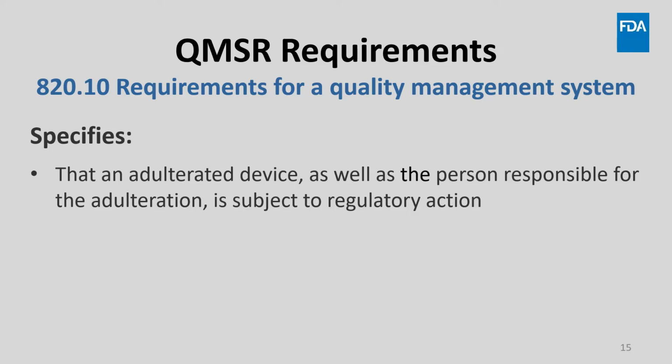Section 820.10 specifies that adulterated devices, as well as the person responsible for the adulteration, are subject to regulatory action. A device is considered adulterated under Section 501(h) of the FD&C Act if it fails to comply with any applicable requirement of Part 820.